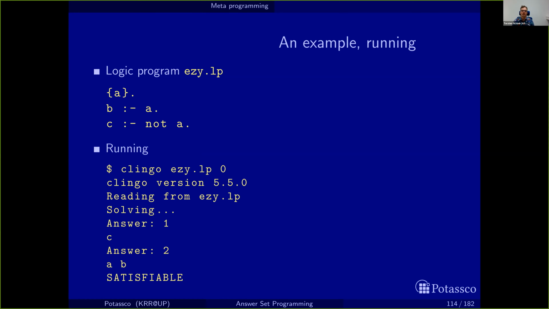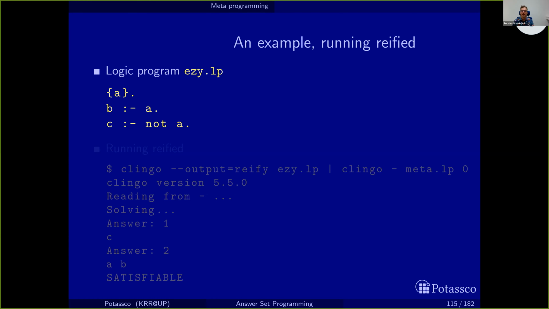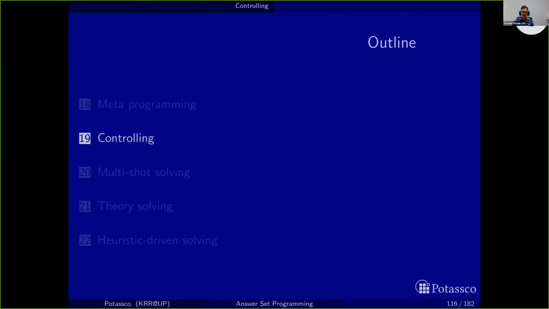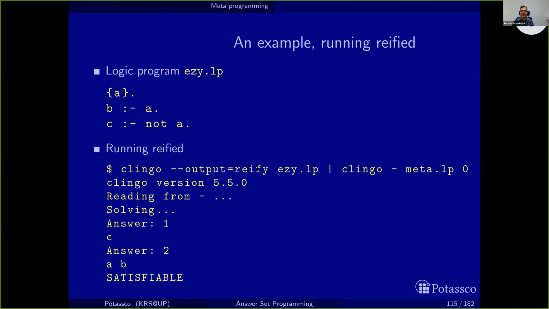Now I can do the same thing with metaprogramming. How does that work? I take the same program, and in the first step, I use Clingo just as a grounder, and I reify my program. What I get here is a representation of the ground program as facts. So now I have a representation of easy as facts. This output comes here, and then I combine it with my meta interpreter, and I launch Clingo. And this is how metaprogramming works.